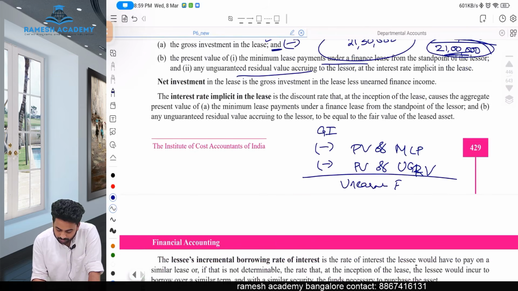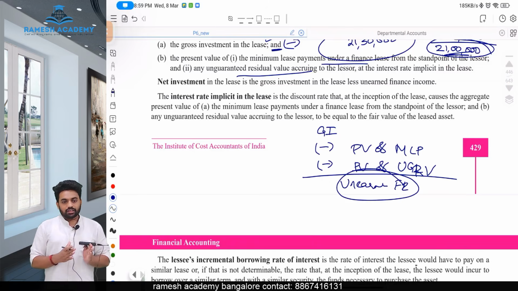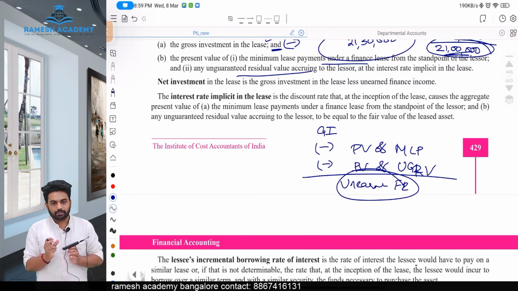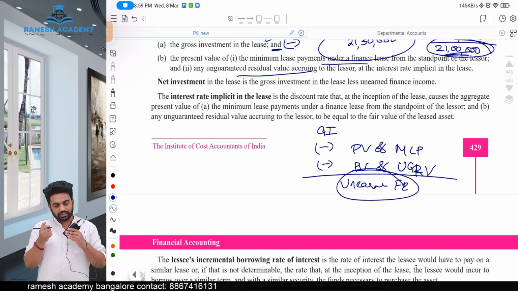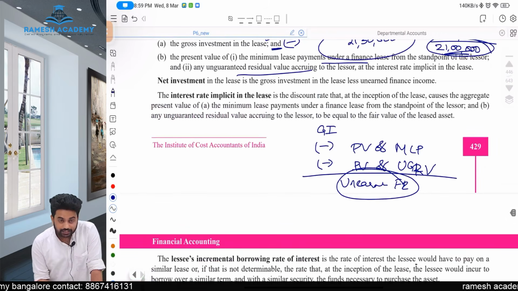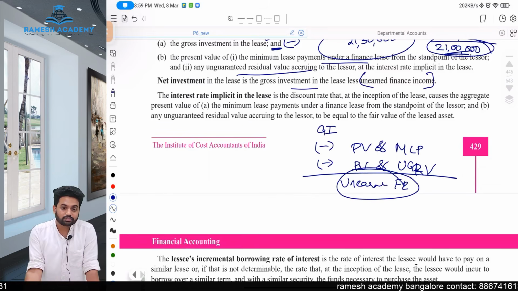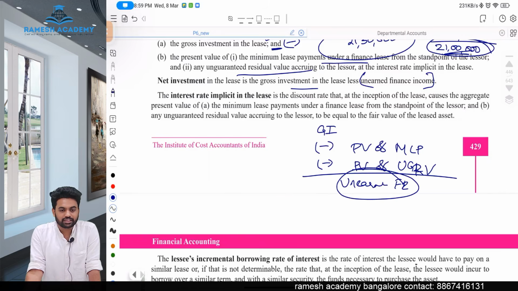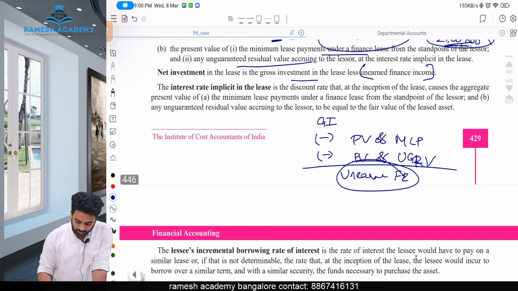Unearned finance income means you are going to earn this after so many years. I mean, the interest portion which is there in your lease payment, that is it. Any interest which is there in your lease payment is called unearned finance income. Okay. Sir, what do you mean by net investment? Net investment in the lease is the gross investment in the lease less unearned finance income. Gross investment minus unearned finance income is the net investment, which means how much you have invested in the lease right now, today.